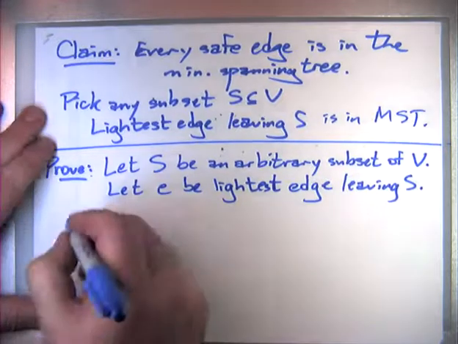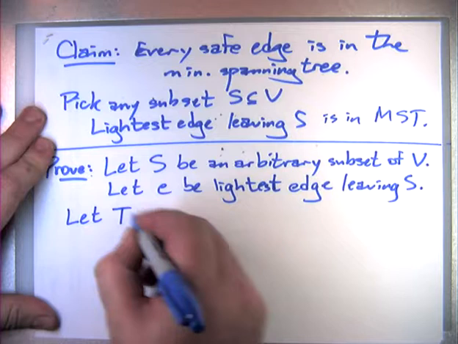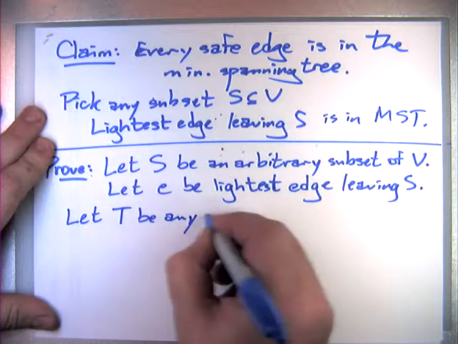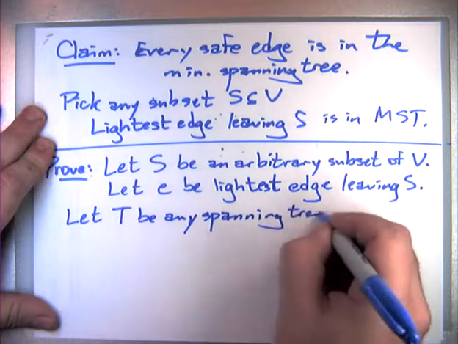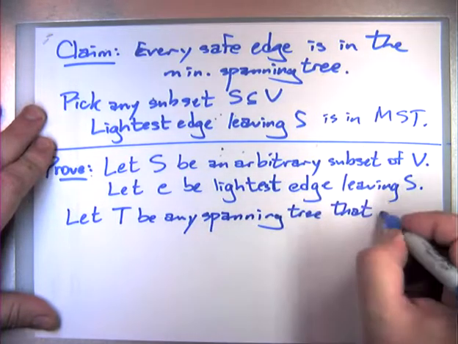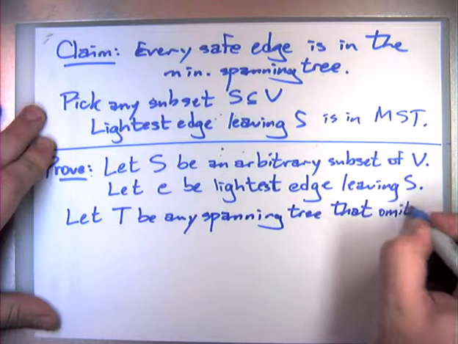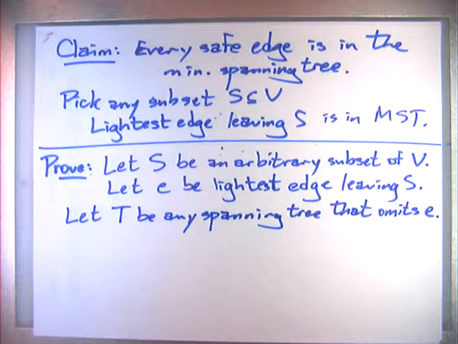Okay. So I'm going to start by saying let T be any spanning tree that omits E. Okay? And then eventually what I need to do is prove that T is not the minimum spanning tree. All right? So if the spanning tree doesn't include E, then it's not the minimum spanning tree. That's the same as if it is the minimum spanning tree, then it includes E.